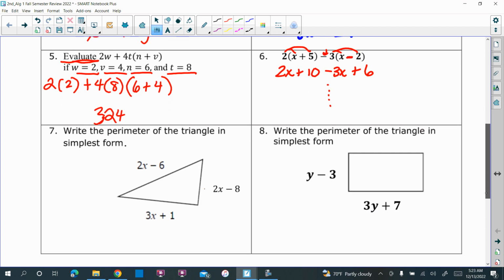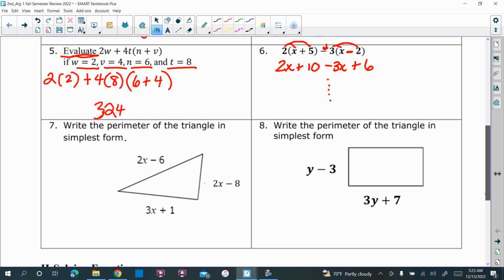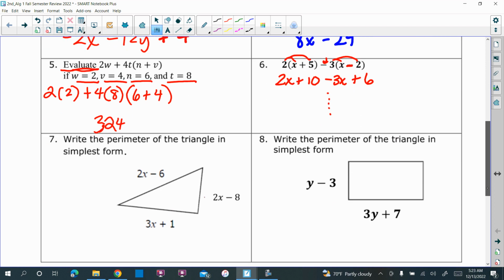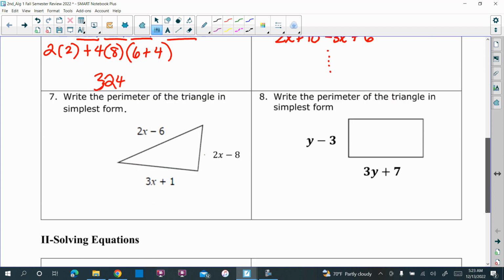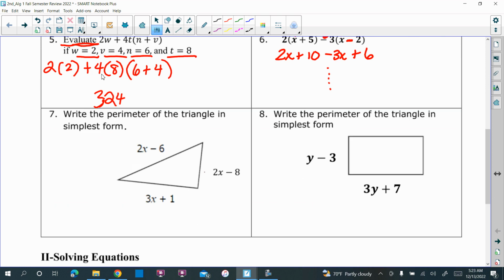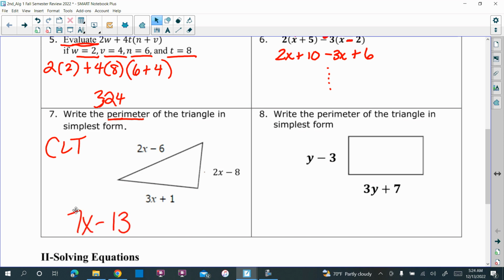You're definitely going to see a problem like 7 and 8, understanding perimeter. Perimeter means we're going to add up all the sides because we're going to find our distance around. And that's also thinking of that as combining like terms. So if you add up all your x's and then add up all your numbers, this should simplify to 7x minus 13.